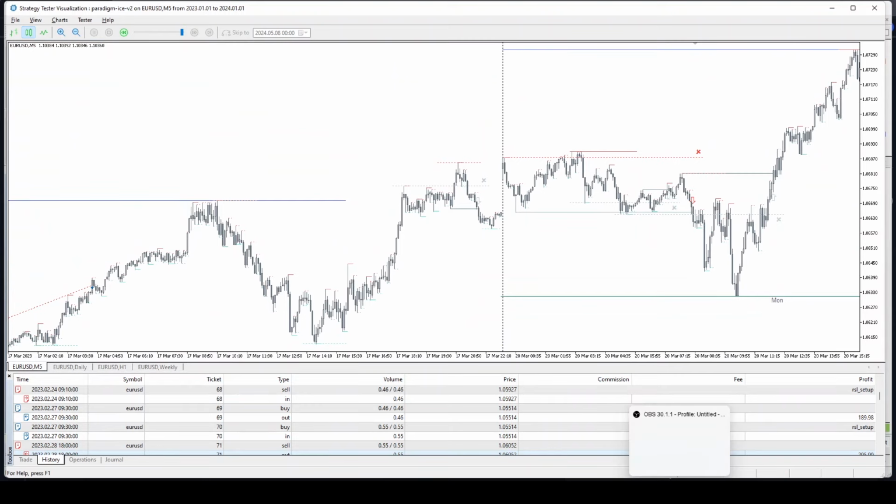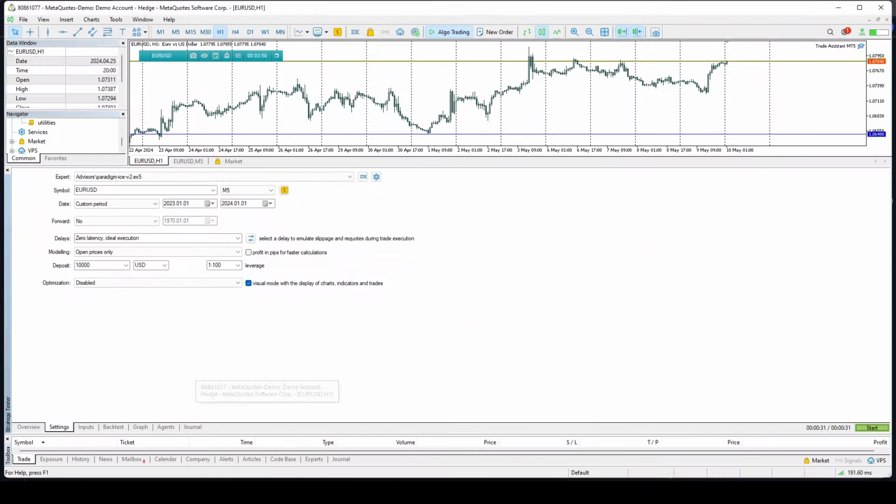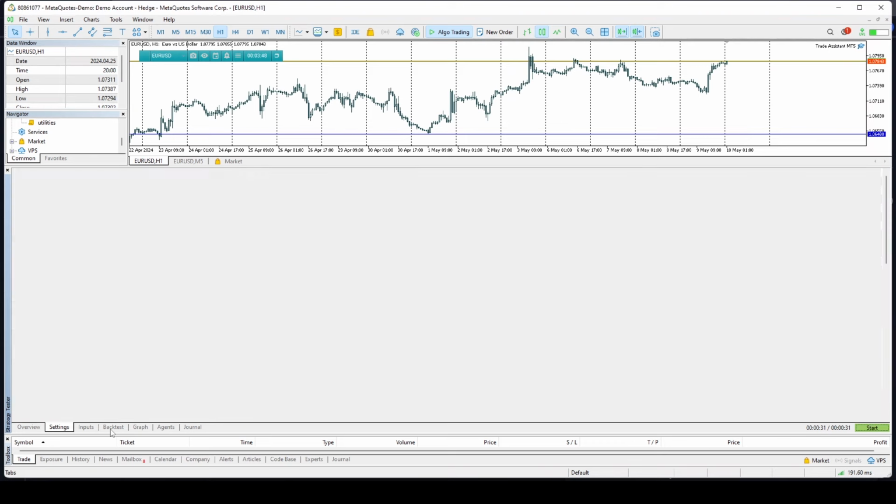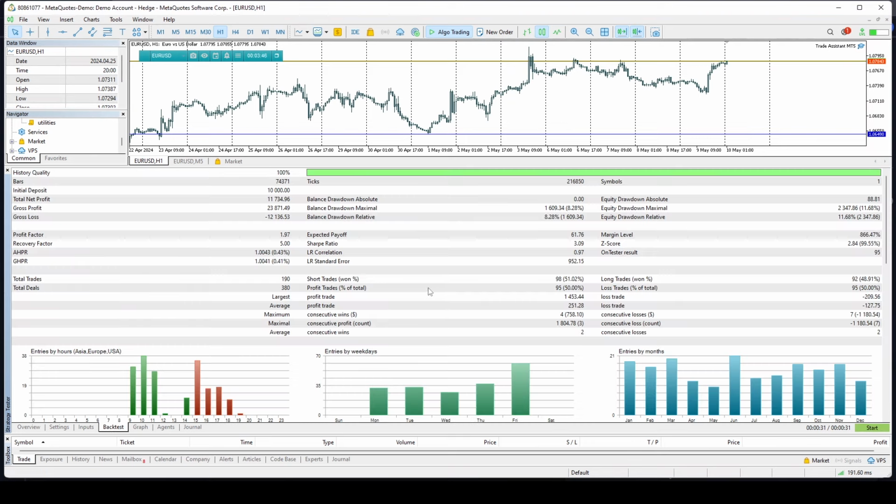So I'm going to go over to MT5 to show you the result of the back test. So you can see the result of the back test. This is a 117% return. The absolute balance drawdown here is also basically zero.